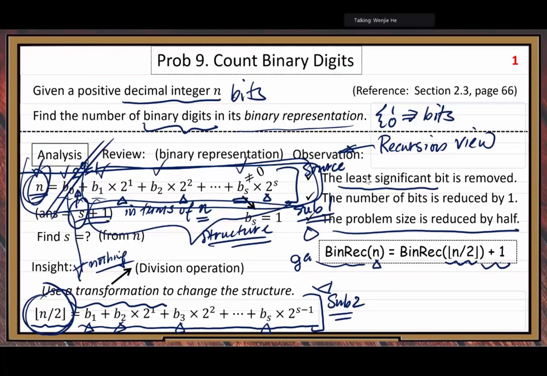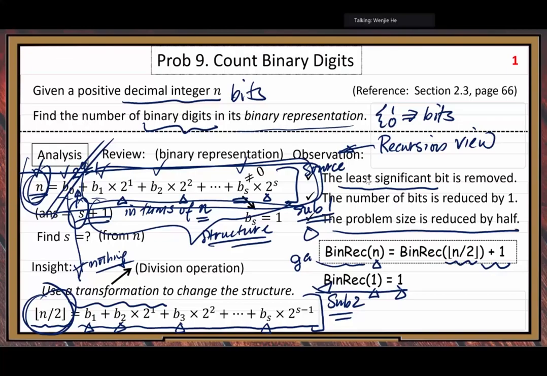So our next question: we want to solve this recurrence equation. It has a base case, where the data size is 1, your bit number is 1. Your n equals 1, so you count the number of bits, also 1. So that's the base case.